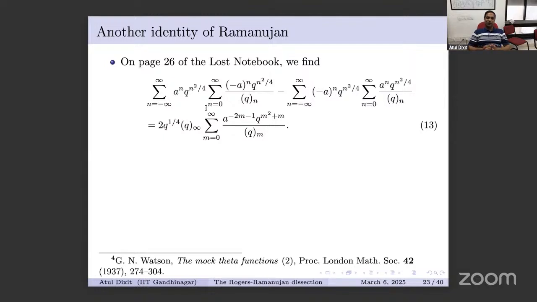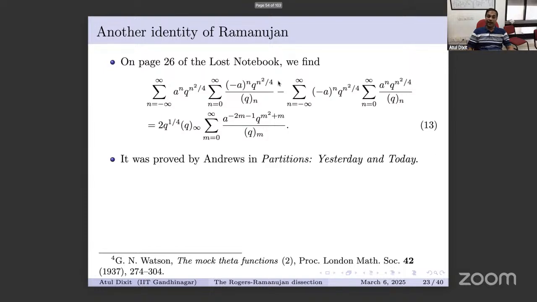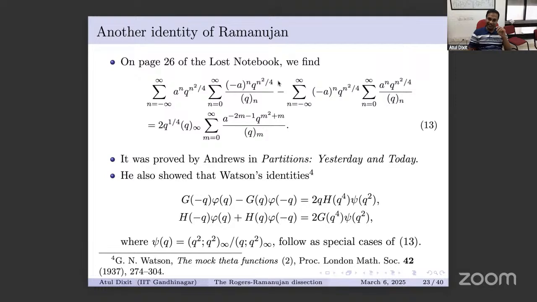Now let me come to another identity just on the previous page, page 26 of the last notebook. So Ramanujan has this, again, looks similar, but there is no parameter b, by the way. And there are 2 theta functions and 2 Rogers-Ramanujan functions. Again, Andrews proved it in his monograph. And what he showed is that even in this case, even if you don't have b, specializing this appropriately gives you 2 identities which were proved by Watson involving the Rogers-Ramanujan functions.